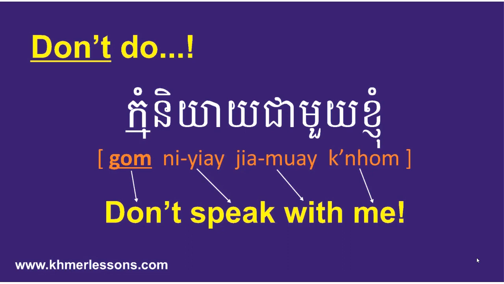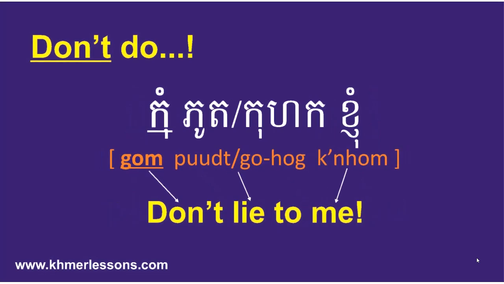Okay, now let's see another example. Don't lie to me, or don't tell me a lie. Okay, in Khmer we say kom phut or kohak khnyom. Okay, so the word phut or kohak means to lie. So you can use both. You can use phut or you can use kohak, okay, the same. Okay, again. Kom phut khnyom or kom kohak khnyom. Don't lie to me.